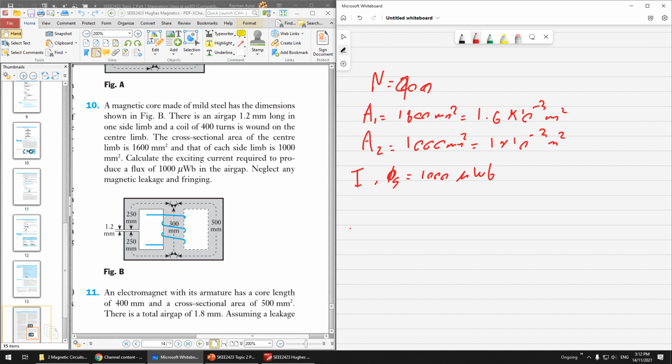So you have L1 equal to 0.3 meter. L2 is basically 500. You can see here, this is 500 mm, and this is also 500 mm. Because the gap is very small, 1.2 millimeter, you can neglect it. No need to worry about it. For this case, it's already included.